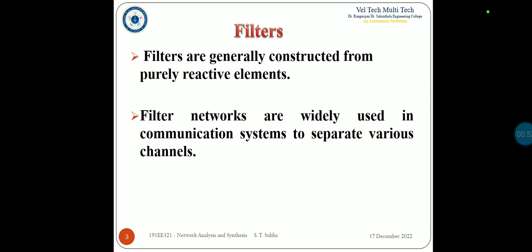Filters are widely used in electronics and telecommunication to separate various channels. Mostly they are used in radio, television, audio recording, radar, control systems, music synthesis, image processing and much more.